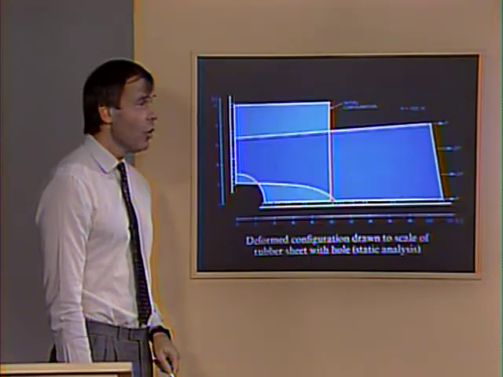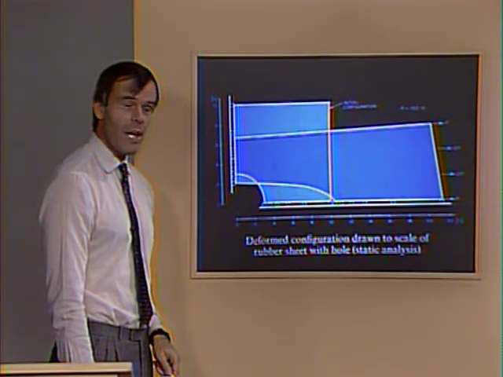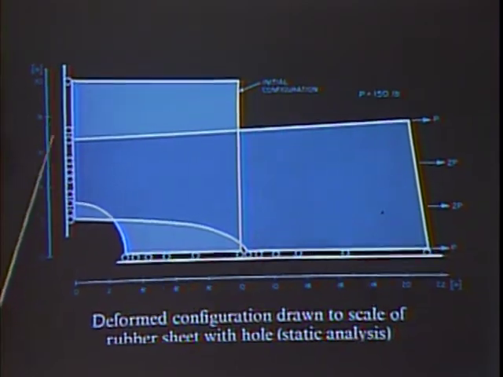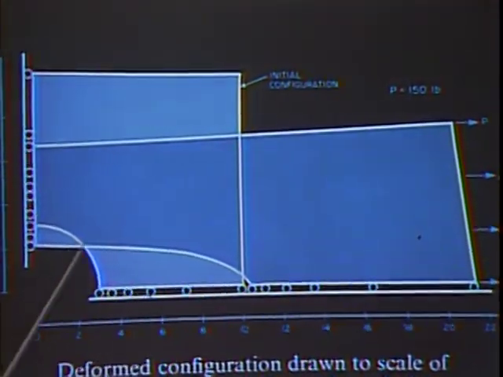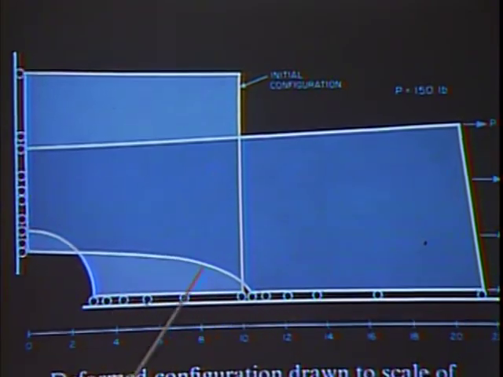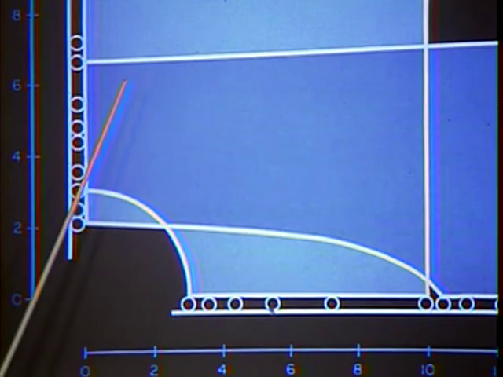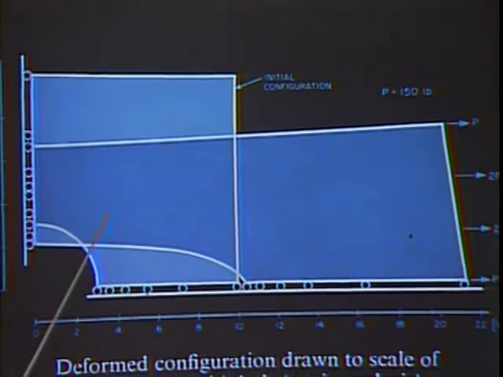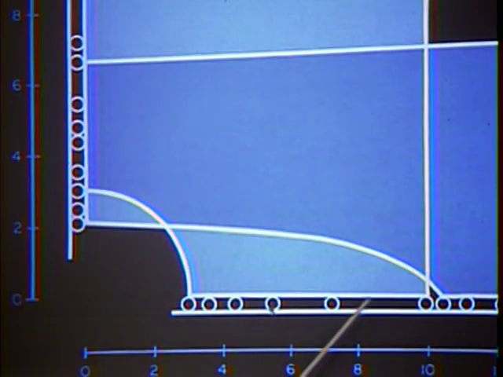The next slide now shows the deformations that the sheet has undergone at maximum load. Here is the original configuration of the sheet, the initial configuration, and here we show the deformed configuration of the sheet. Notice that the sheet has undergone very large displacements and very large strains, particularly, of course, here in the region of the hole.